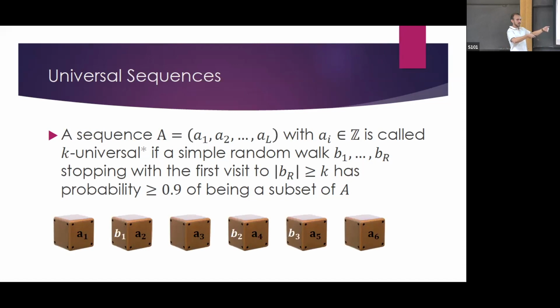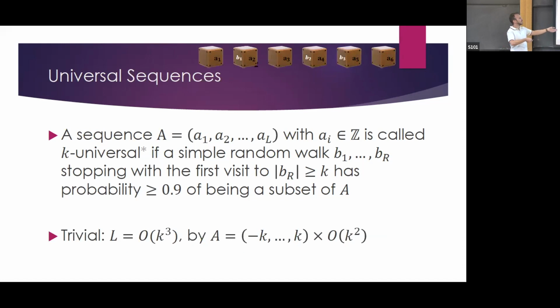So I would call this a universal sequence for k, and trivially there are universal sequences of size k cubed. Why? Just take the entire range of minus k to k and duplicate it k squared times. The random walk should pass k after k squared times. So if I take a random walk of this length, I am going to pass k or minus k. So it is very likely that the size of my random walk, if I stop it at this point, will be at most that, and this means that it will be a subsequence of this thing.